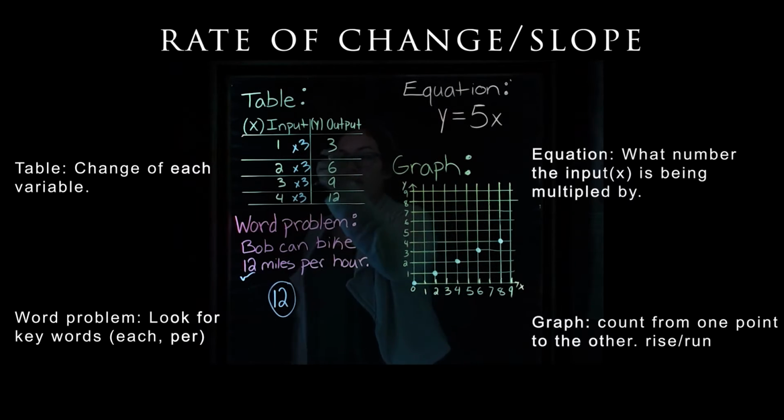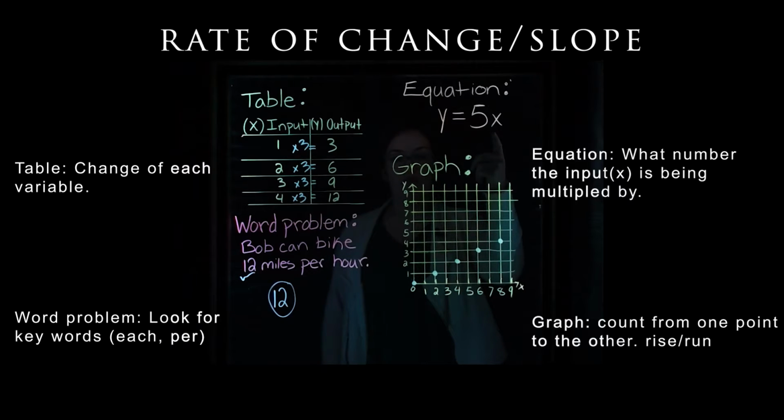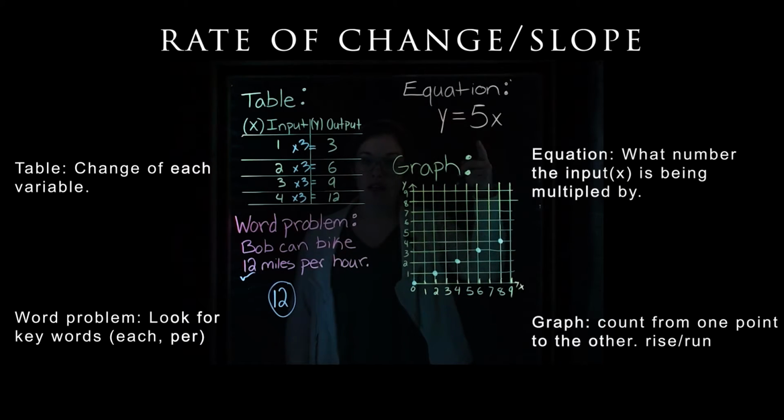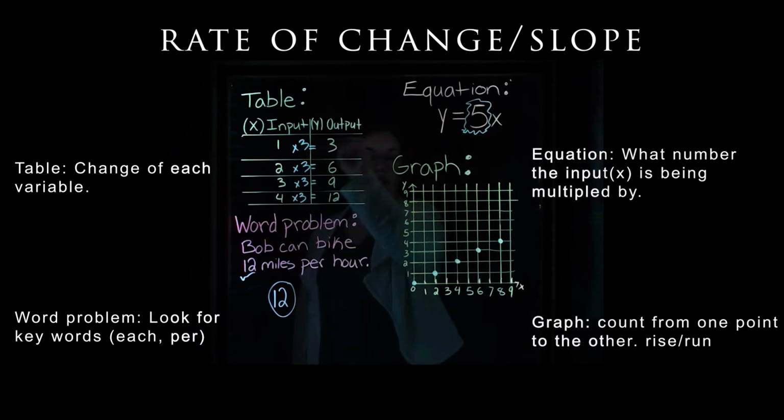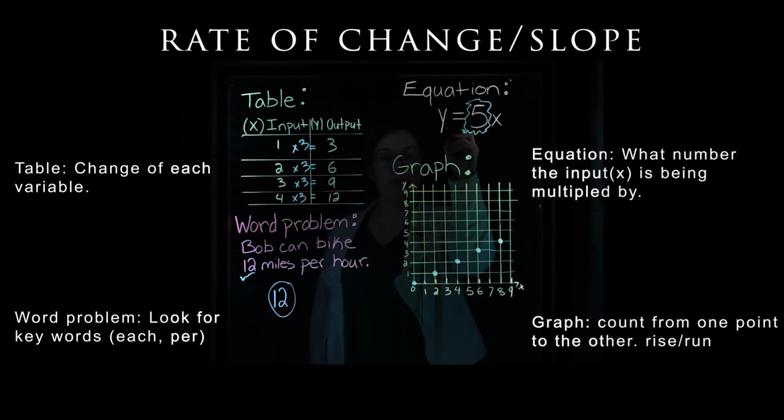And you can see I am multiplying the 3, the unit rate, by the input to get the output each time. And you'll see that over here. So in an equation, your unit rate is the number that multiplies by the input to get your output. So here it would be 5. So that's my unit rate, rate of change, slope.